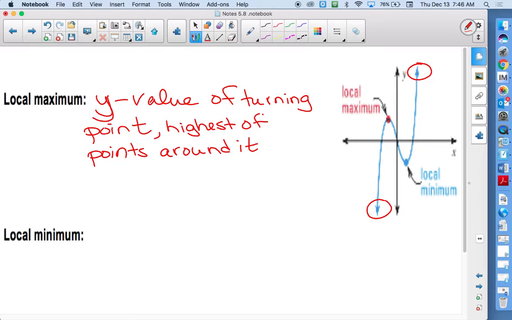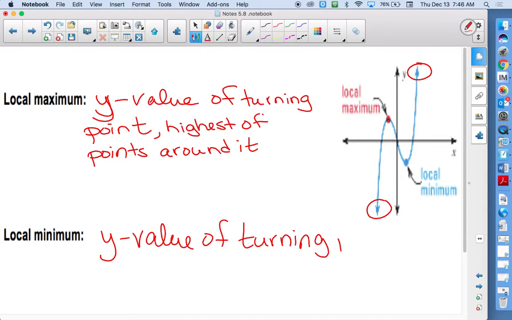The minimum would be the opposite. So again, it's the y value of a turning point. The turning point is the curve, but it's the lowest of the points around it.